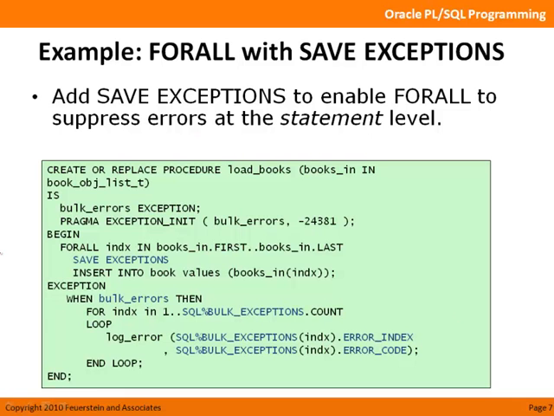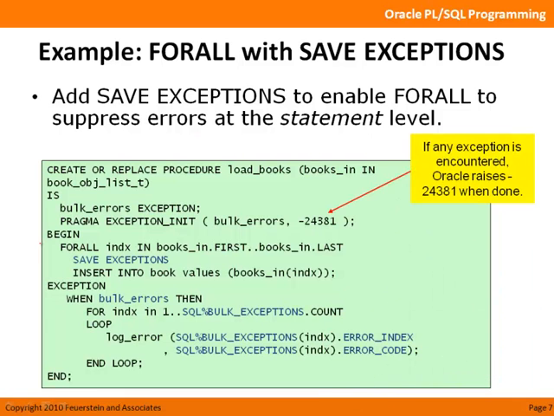So in this case, first of all, note I declare my own exception, and I use PRAGMA EXCEPTION_INIT so that this error is associated with -24381. -24381 is the error code that Oracle raises from the SQL engine when at least one error has occurred in all the DML statements that are being executed. So that's the generic error code. Unfortunately, Oracle doesn't give it a name. So you should give it a name, and then add save exceptions to the FORALL statement.